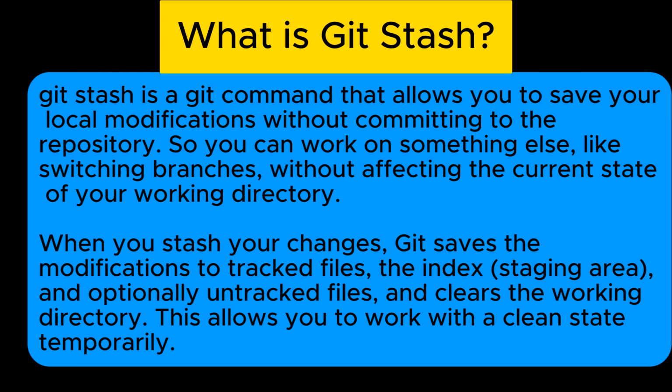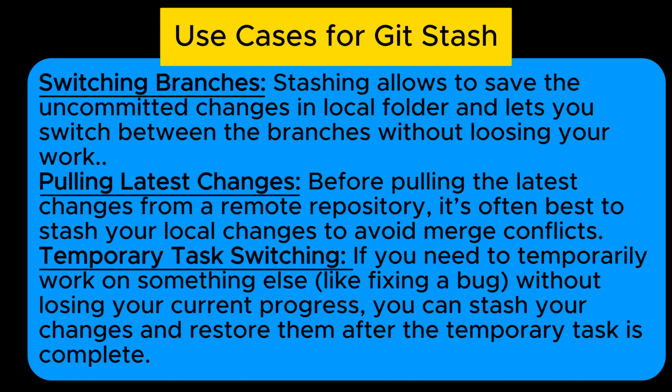So let's discuss the use cases of git stash. There are three major use cases. The first is when you need to switch branches. Let's suppose you are working in a branch and you don't want to copy and paste your work elsewhere, or you don't need to commit your work. So you can just stash your changes and switch branch. After reverting back, you can pop or apply your saved changes by using stash apply.